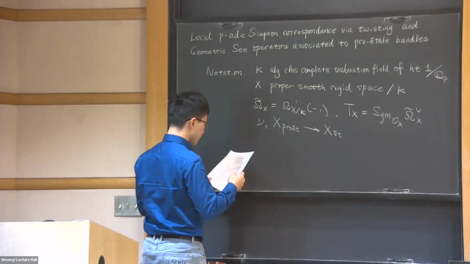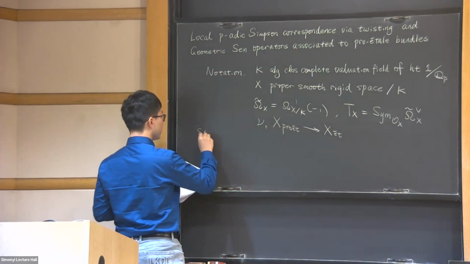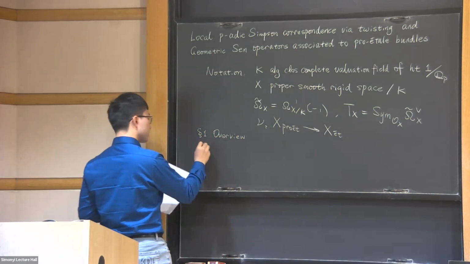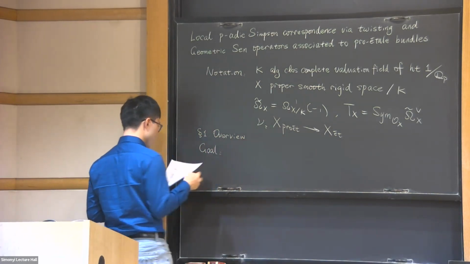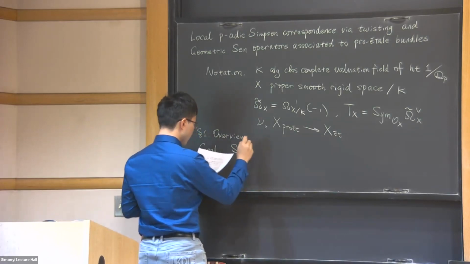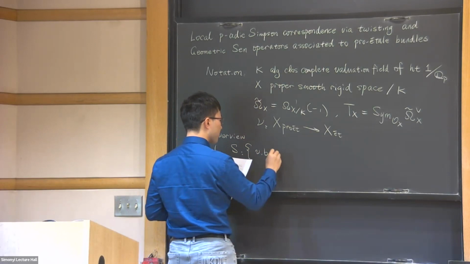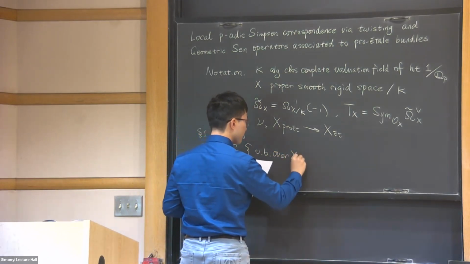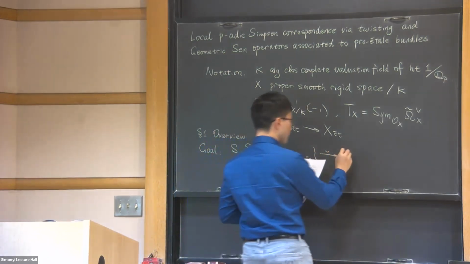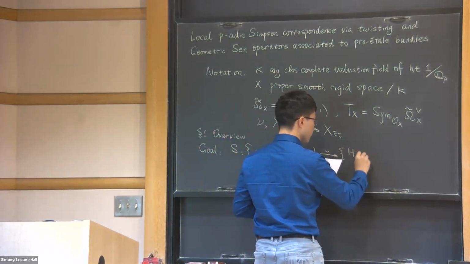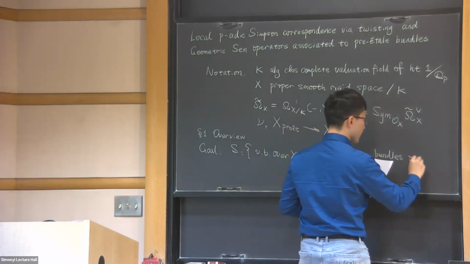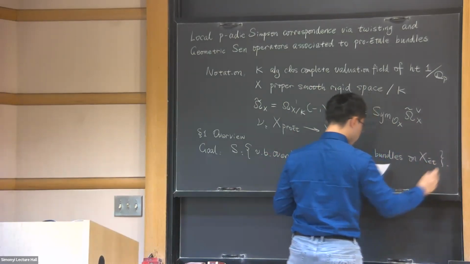And so first, an overview. The goal of our seminar, I think one of our goals, is to establish an equivalence of categories from the category of vector bundles over the pro-étale site of X to the Higgs bundles over the étale site of X.